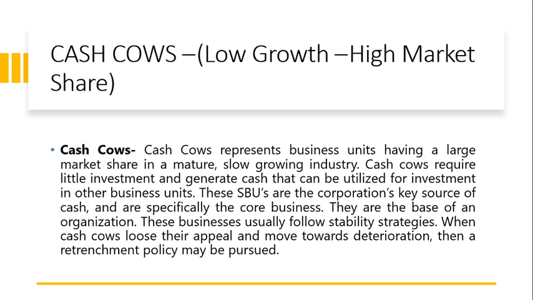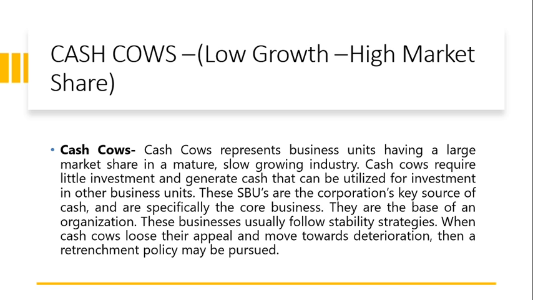Cash cows have a low growth rate but high market share. Cash cows represent business units having a large market share in a mature, slow growing industry. In the case of stars it is a fast growing industry, but in this case it is a slow growing or mature industry. Cash cows require little investment and generate cash that can be utilized for investment in other business units. So unlike stars, this requires little investment, and I can use the cash earned to invest in other business units.